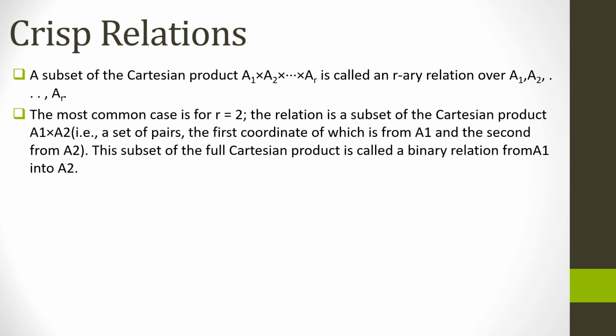Crisp relation. A crisp relation is a collection of ordered pairs. Mapping takes place here, which is expressed by an ordered pair, and this mapping is called a relation.